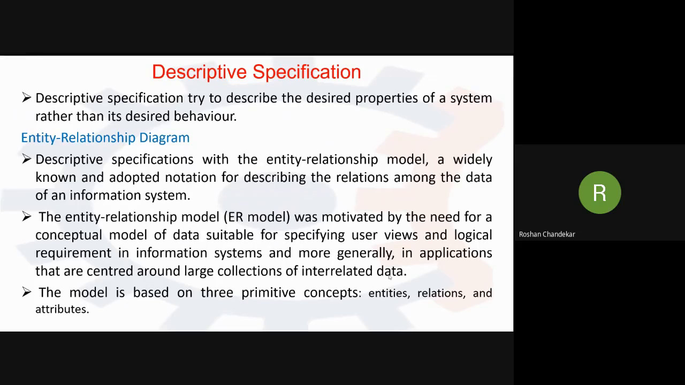The descriptive specification tries to describe the desired properties of a system rather than its desired behavior. In terms of descriptive specification, we are going to describe the properties of our system, not its behavior. What to do that we are designing, but not how to do it.